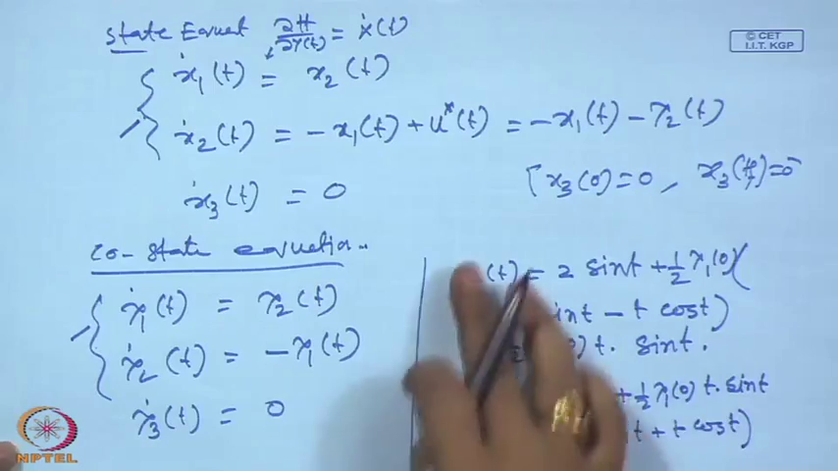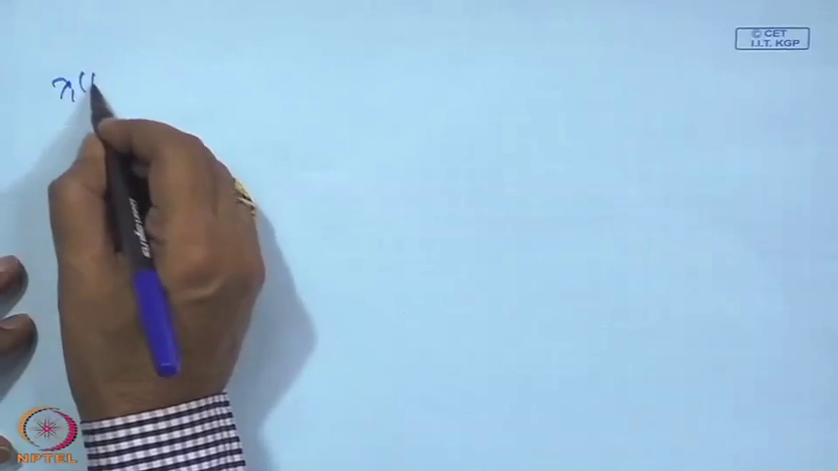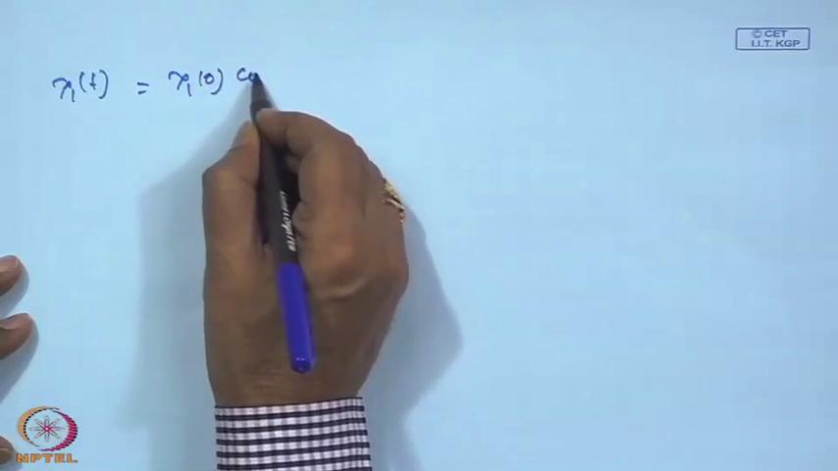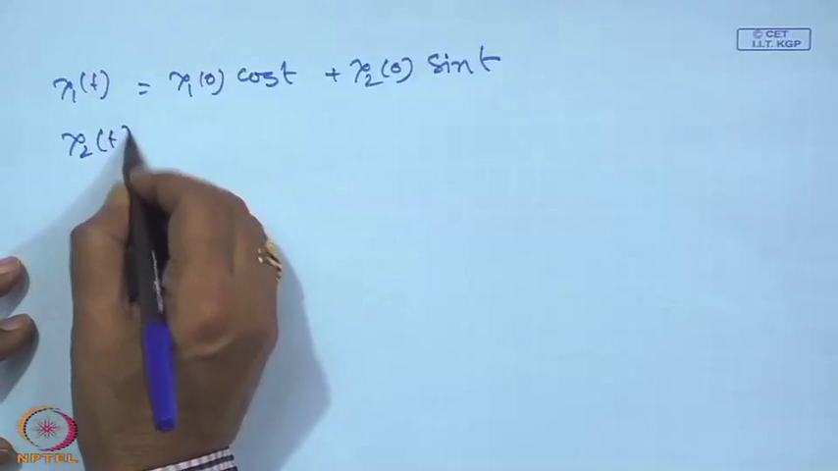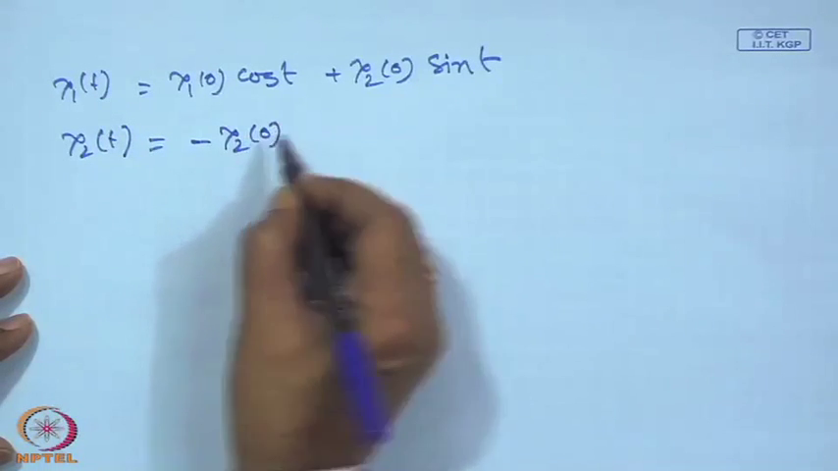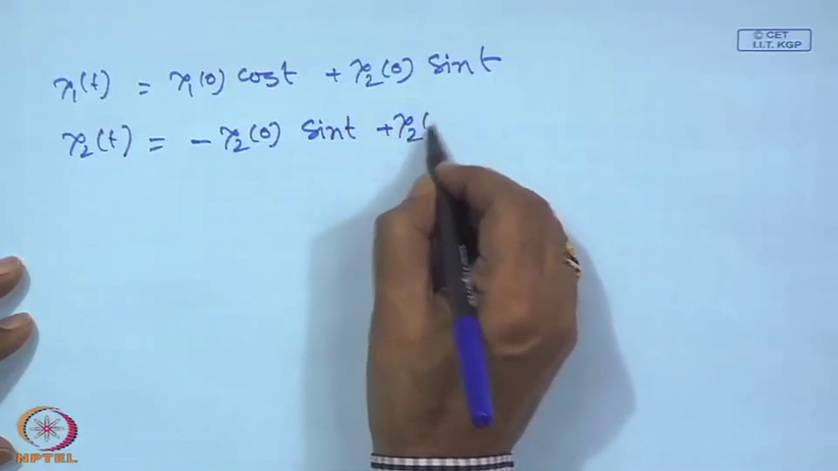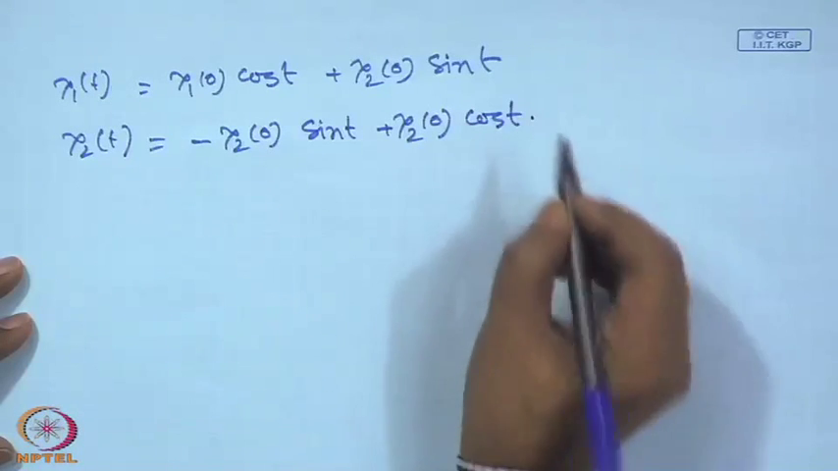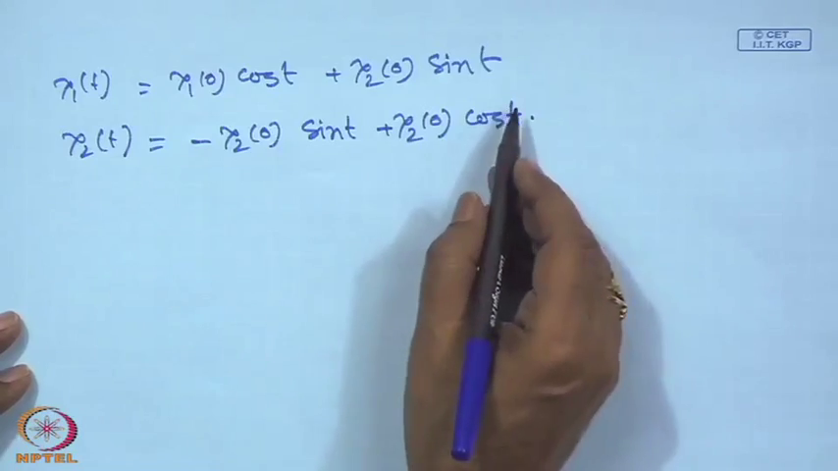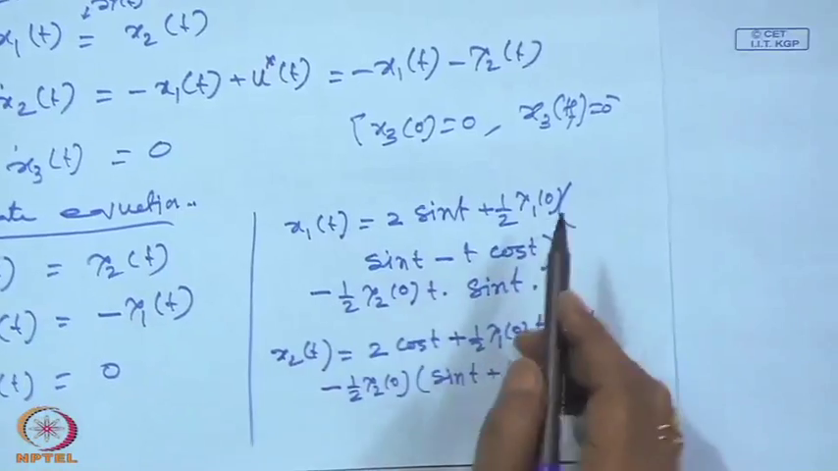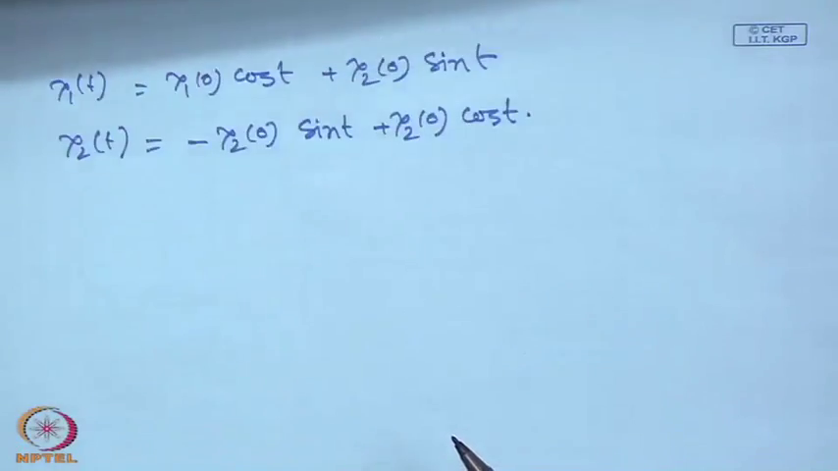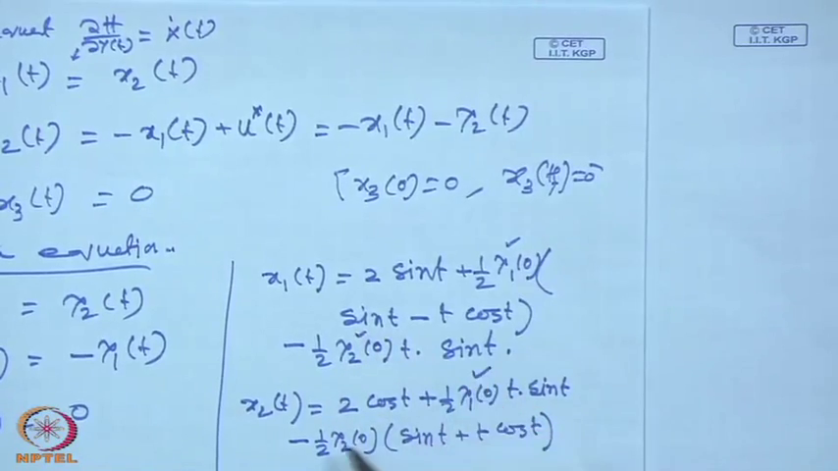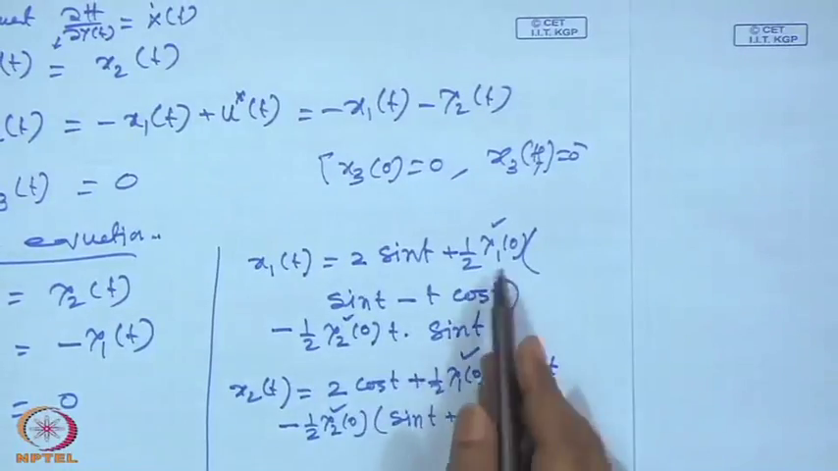So this is the solution of x 1 and x 2, and for lambda 1 and lambda 2 we will get lambda 1 of t is equal to lambda 1 0 cos t plus lambda 2 0 sin t, and lambda 2 of t is equal to minus lambda 1 0 sin t plus lambda 2 0 cos t. Agree? Now you see we cannot solve x 1 unless we know the lambda 1 0 value and lambda 2 0 value. Similarly x 2 also. So we must know lambda 1 0 and lambda 2 0. Agree? So how to solve this equation?